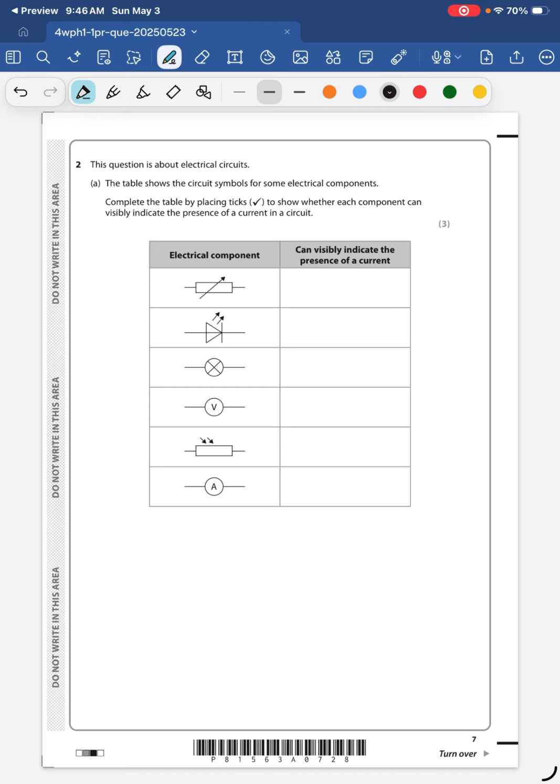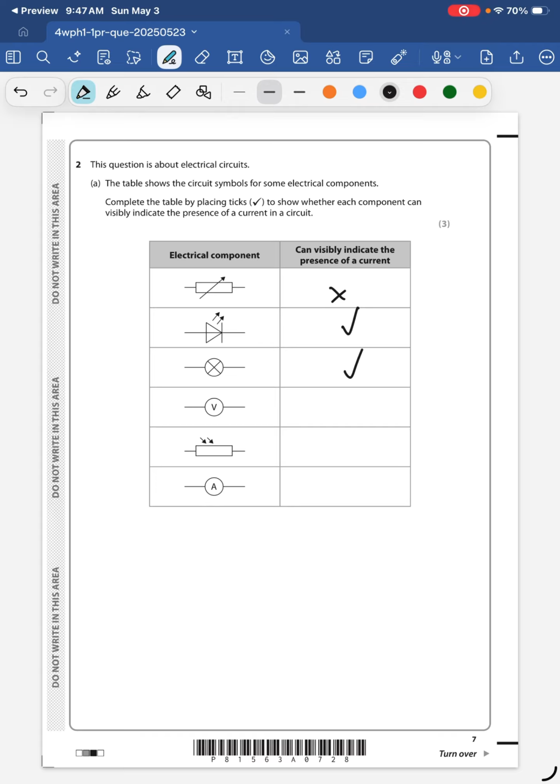Okay, question 2. This question is about electrical circuits. The table shows the circuit symbols for some electrical components. Complete the table by placing ticks to show whether each component can visibly indicate the presence of a current in a circuit. So the first one is a light dependent resistor or a variable resistor, right? So no. Okay. The second one is an LED, so yes. The third one is a bulb, so yes again.